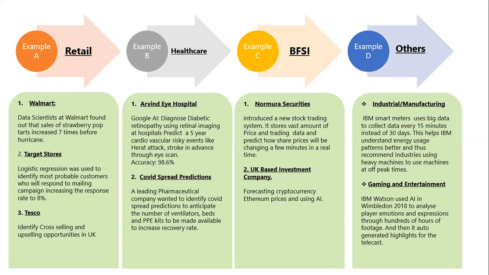I'll move to the third area, which is BFSI: banking, finance, services, and insurance. One of the benefits of using data science is that you can forecast Bitcoin prices and stock prices. If you feel that a particular stock is expected to do well in the coming month, maybe you might want to buy it. On the other hand, if you feel that a particular stock price is going down, you might want to sell it very, very quickly.